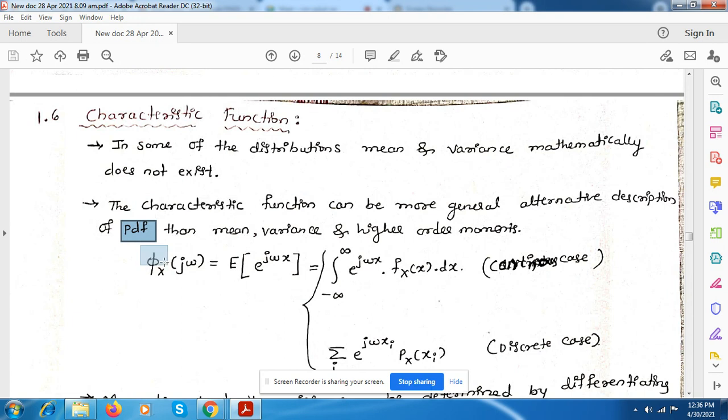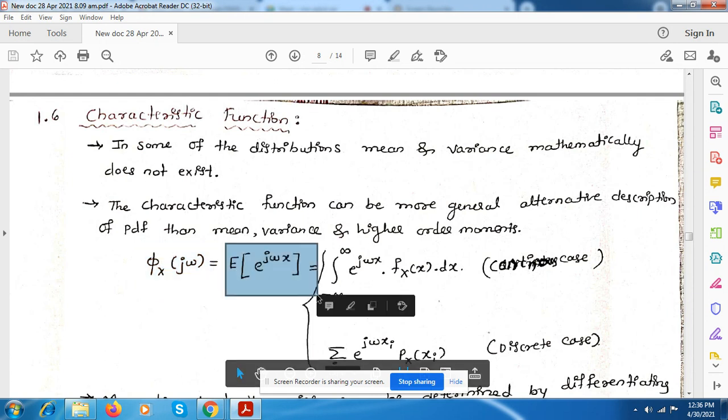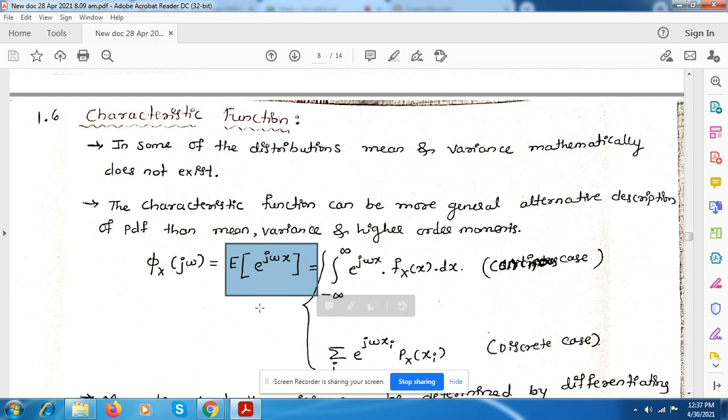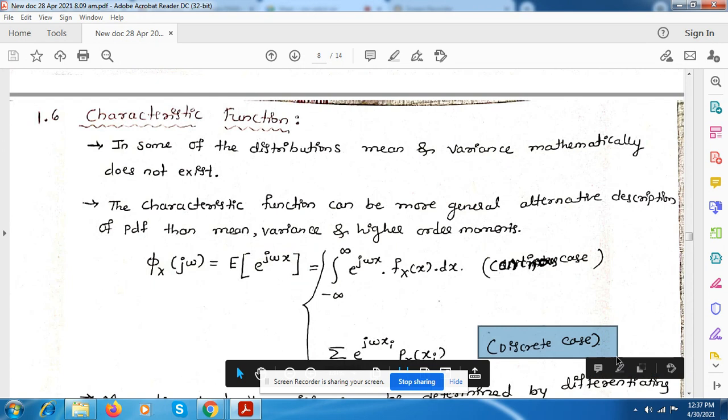It is denoted by phi x of j omega. This is the notation for the characteristic function, phi x of j omega. Here we can write this phi x of j omega as E of e raised to j omega x, where x is the random variable. So this is the characteristic function. It is defined for both the continuous case and the discrete case.